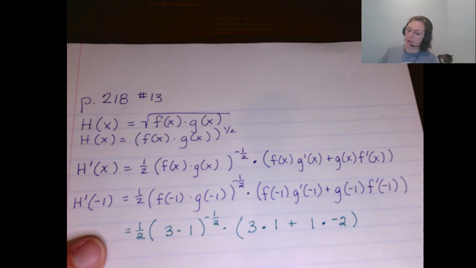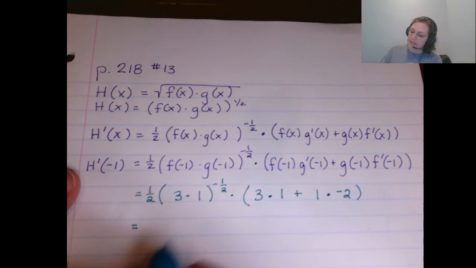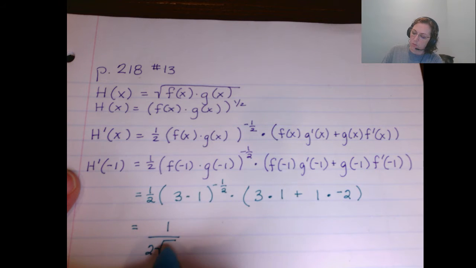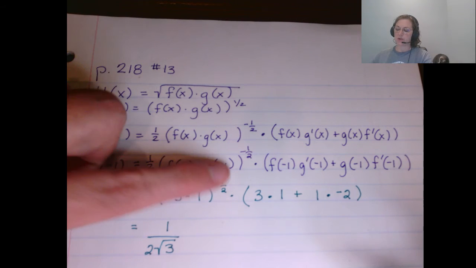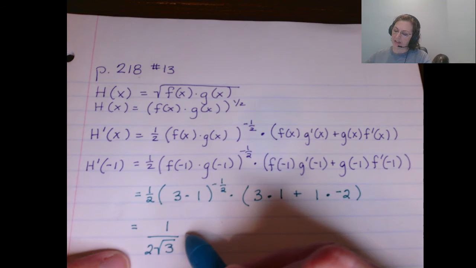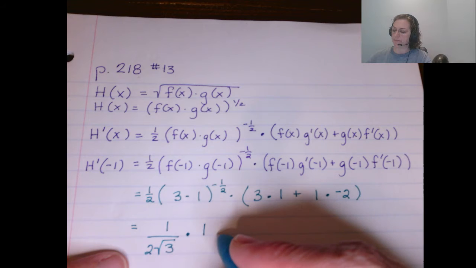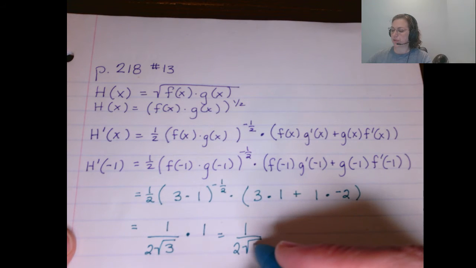All right, now I've got my values, and I'm going to clean it up just a hair. Let's see, I've got 3 times 1, so that's going to give me 1/2 times the square root of 3. So the 2 came from the half, and then I've got square root of 3 coming to the bottom. And then on the top over here, I've got 3 plus -2, which is 1. So it looks like I've got 1/2 square root of 3.